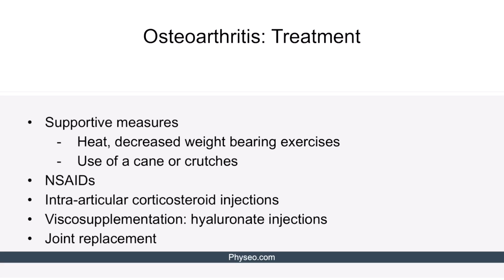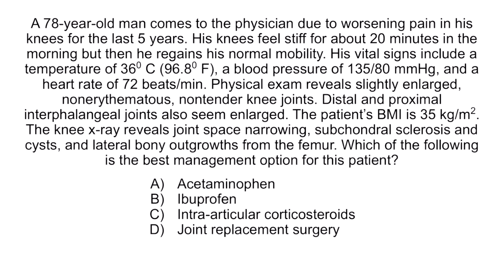This slide reminds us of the treatment options for osteoarthritis. So let's discuss why the other options are incorrect. Option A, acetaminophen, is incorrect because although it is an analgesic, it has been shown to be less effective than NSAIDs in the management of osteoarthritis. Option C is incorrect because intra-articular corticosteroids are usually used for osteoarthritis resistant to NSAIDs. Option D, joint replacement surgery, is incorrect because it is the last resort for the management of osteoarthritis. Pharmacologic management should be attempted before surgery. And that concludes our lecture on rheumatoid arthritis and osteoarthritis.